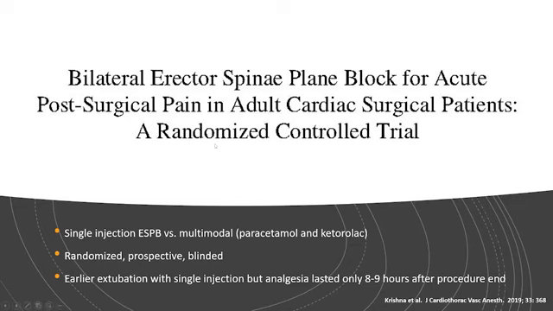So this was a study where they just did single injections versus their traditional pathway. It was prospective, which was nice. They did show things like early extubation, but they very quickly saw the benefits wane afterwards.